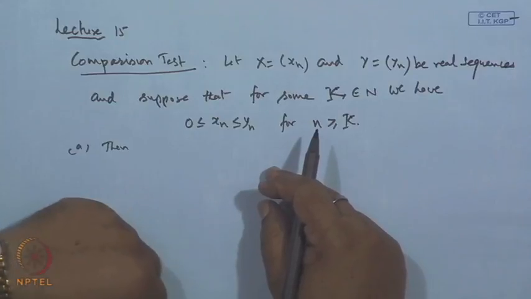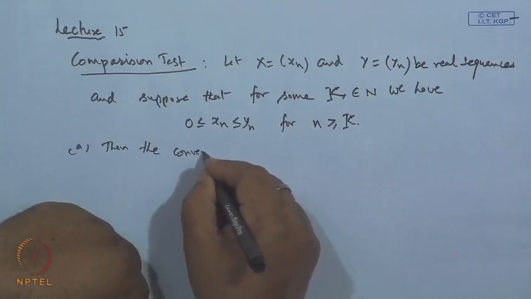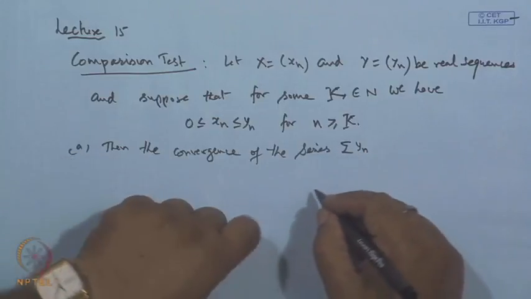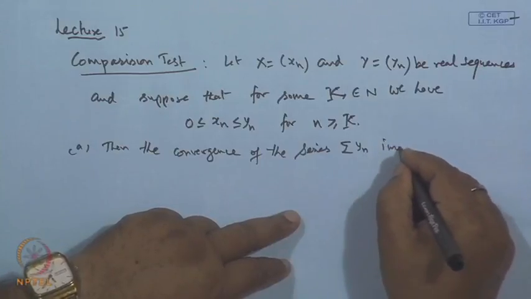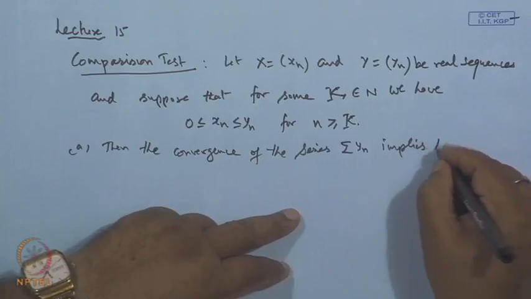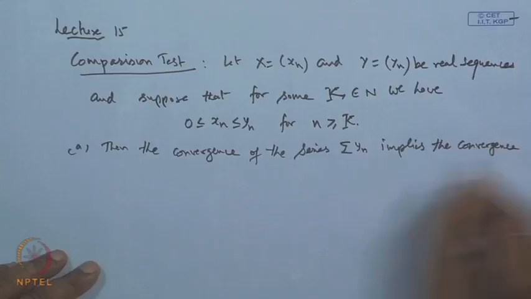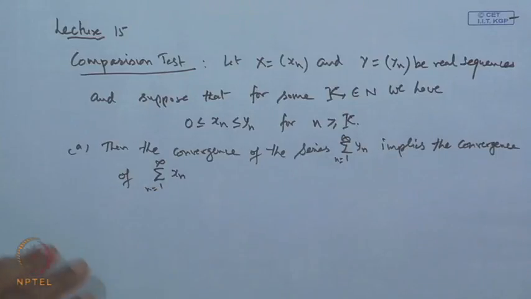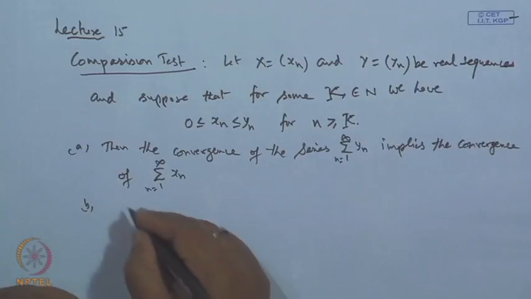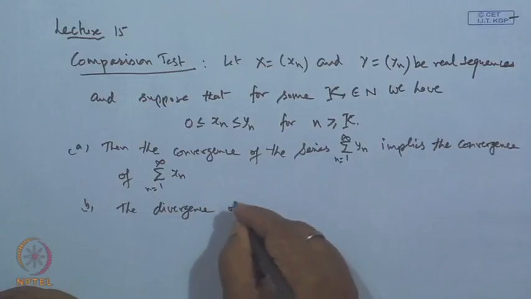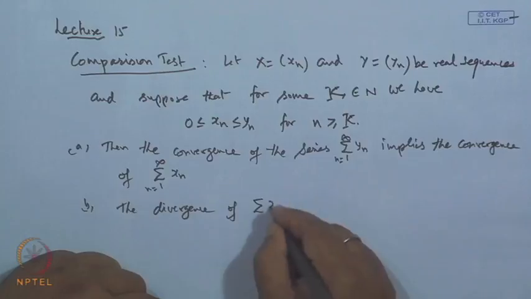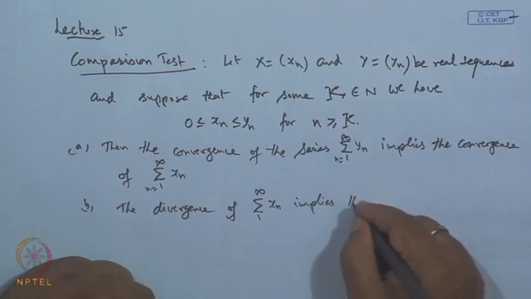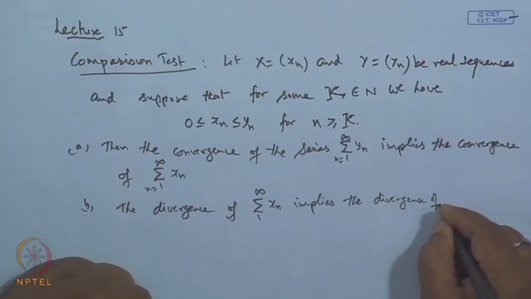Then the convergence of the series sigma y n, n is of course 1 to infinity, implies the convergence of the series sigma x n, 1 to infinity, and the divergence of the series sigma x n, 1 to infinity, implies the divergence of the series sigma y n.